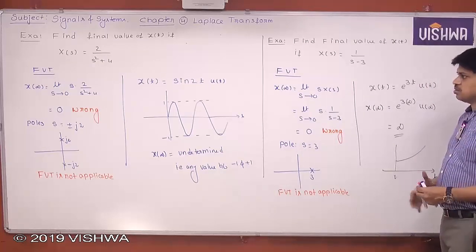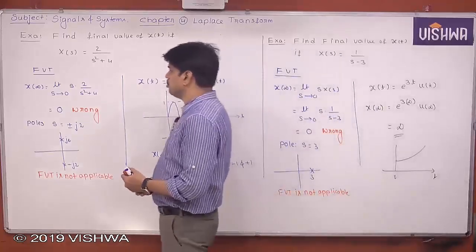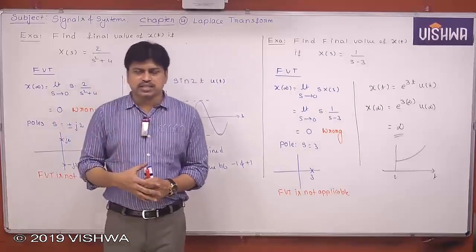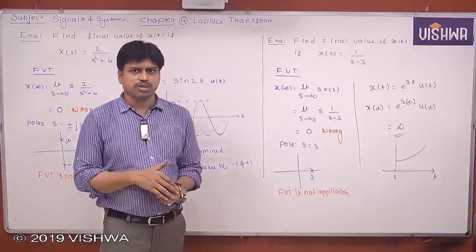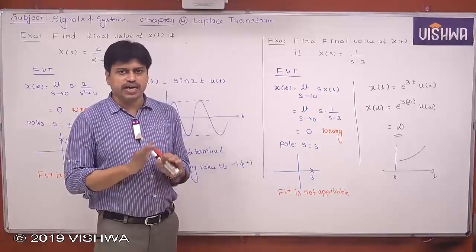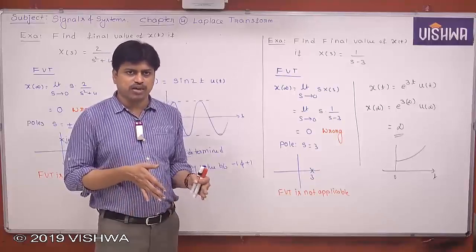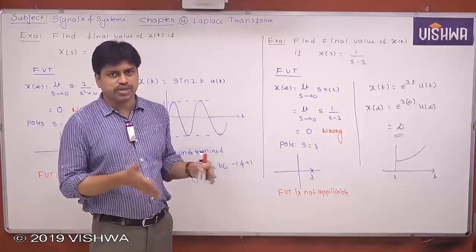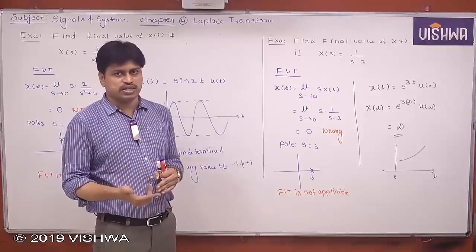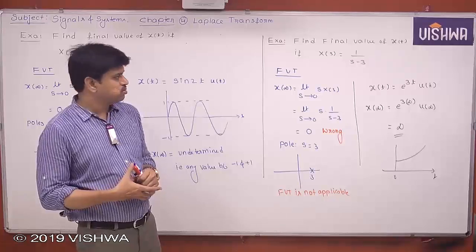Clear? So be careful while applying the initial value theorem and final value theorem. First we have to check the conditions. If the conditions are satisfied, then only we apply them. If conditions are not satisfied, still we can calculate the initial value and final value, but we have to calculate x of t. If I know x of t, then only can we say what x of 0 plus and x of infinity are. I hope you understood. Take it.